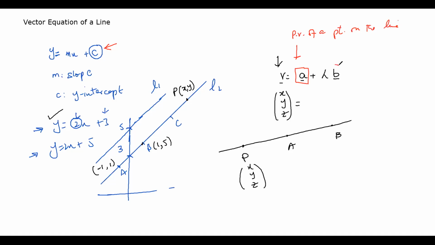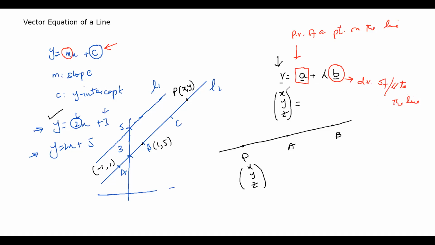Then this lambda over here is going to do the same thing as this m does here, okay? This B is going to be the direction vector of, or parallel to, the line. If you are noting down why I'm writing it here, then you will be able to remember this, okay?